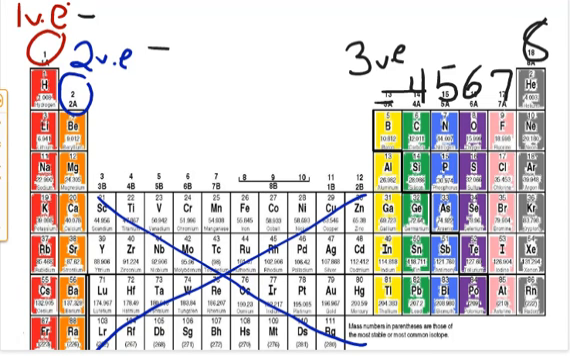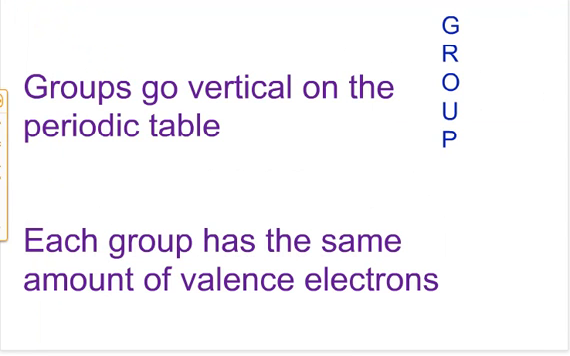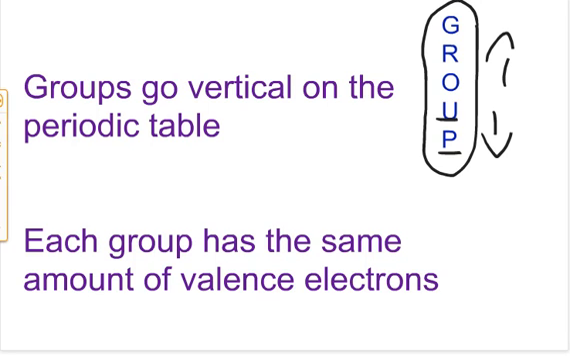So groups go up and down, or vertical, on the periodic table, but they also tell us how many valence electrons are in each group. So, groups go vertical on the periodic table, and this is how we're going to write them. And we're going to remember it because it has the word up in it, so it goes up and down. And each group has the same amount of valence electrons, and it's different for each group. You got it.